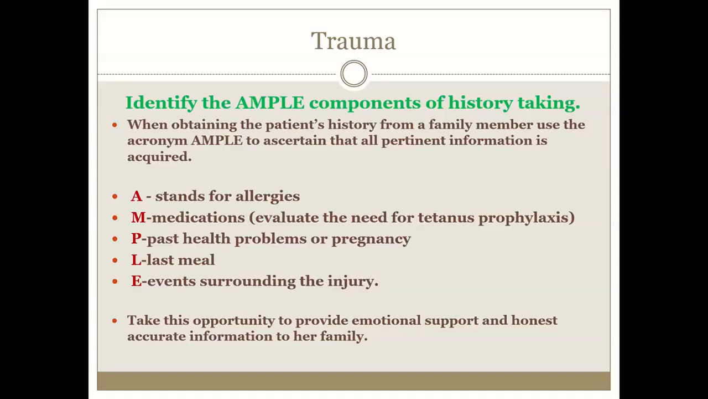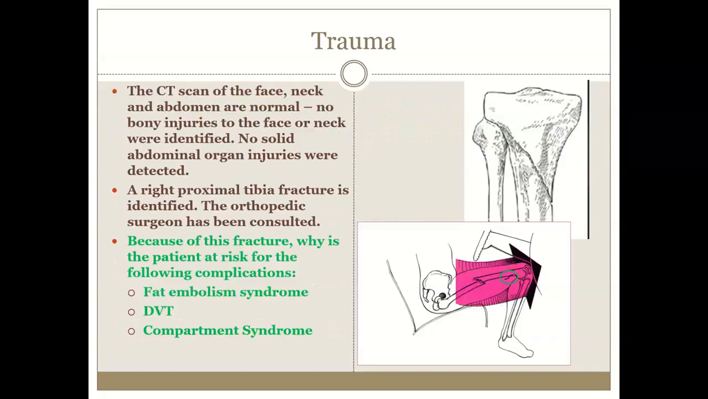P stands for past health problems or pregnancy. I'm going to tell you that in the real world, the urine is often taken and assessed for pregnancy before any x-rays are done. Last meal is also assessed in case surgical intervention is needed. And then E, events surrounding the injury. So we also want to provide emotional support for the family and provide them information as well as visitation rights.